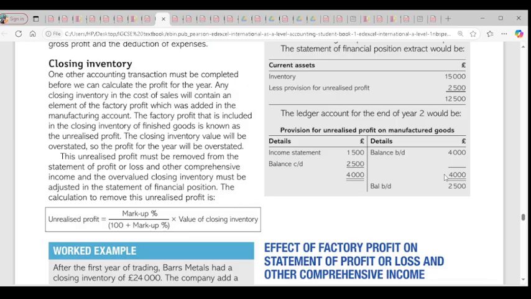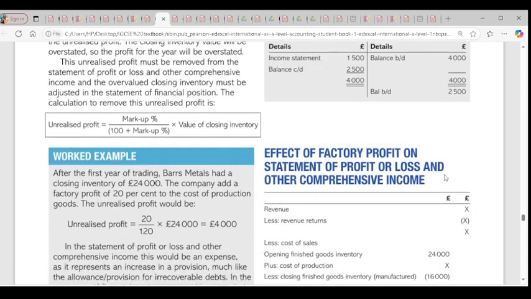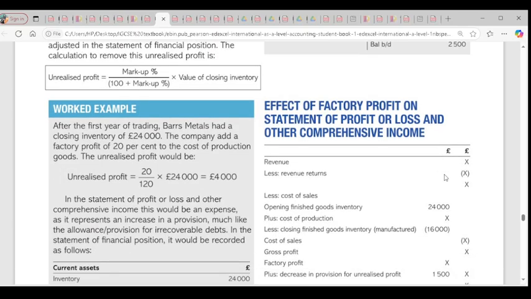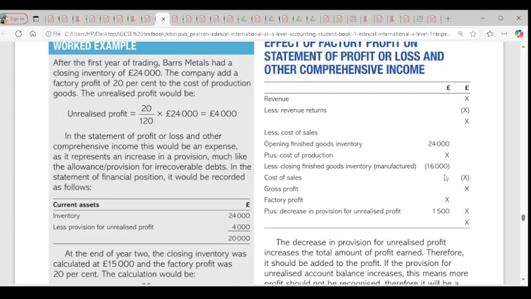An unrealized profit is markup divided by 100 plus markup, multiplied by the value of closing inventory. We talked about that already. So that takes us to the effect of factory profit on the statement of profit or loss and other comprehensive income. A decrease in provision for unrealized profit will increase the total amount of profit earned, therefore it should be added to profit. So what they're saying is this: if your unrealized profit is a provision, like we're talking about the factory profit, if the factory profit reduces, it increases your profit.